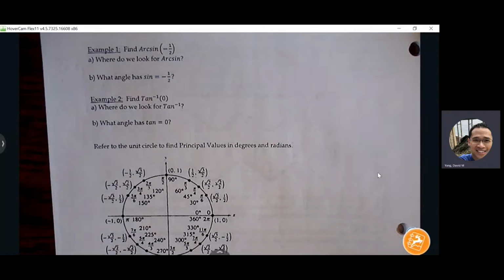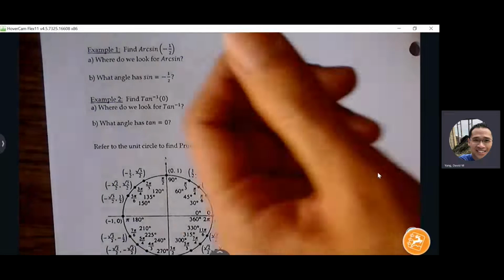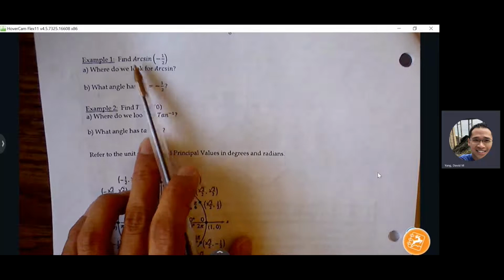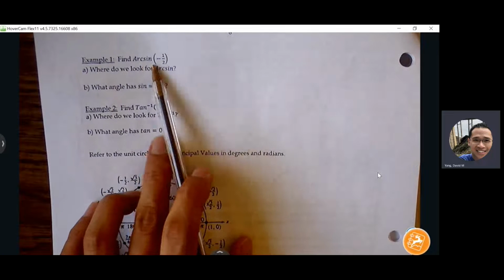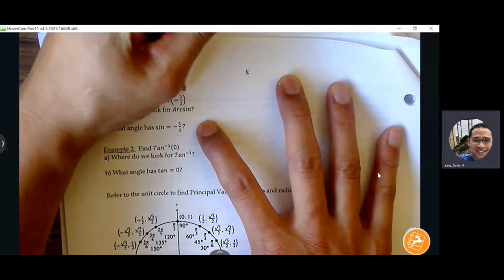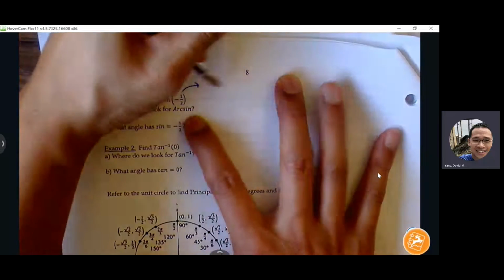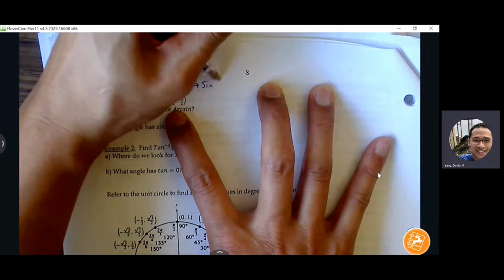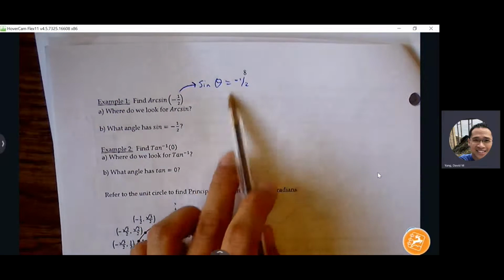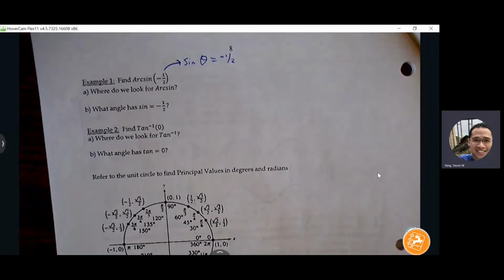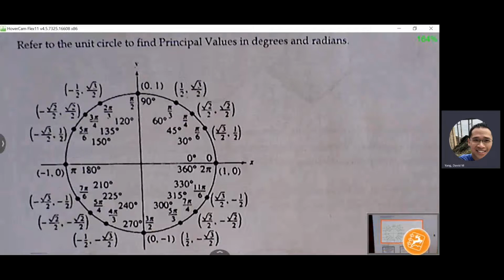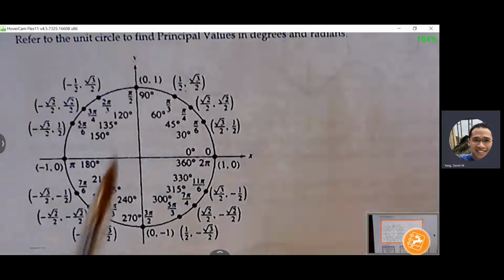Example 1. Find the arc sine of negative 1/2. So in other words, this is saying when is sine of theta equal to negative 1/2? We're looking for the angle measure where this is true. Now, you know that sine is restricted to the first and fourth quadrant. So where do you see the sine value being negative 1/2?